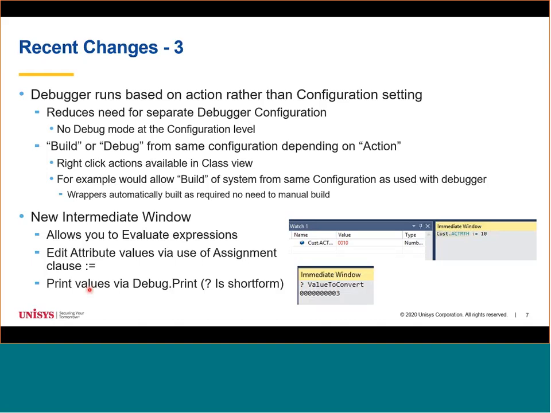Okay. The other thing you can do with the immediate window is print values via the debug.print command. And there is a short form of that, just a question mark. So question mark value to convert, which is a variable or an attribute that I've got defined, and it's showing me that it's currently set to essentially the number 3. So it's very easy to use this window in lots of different ways, and it's quite a powerful capability.